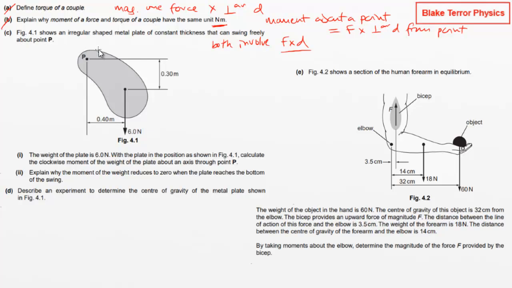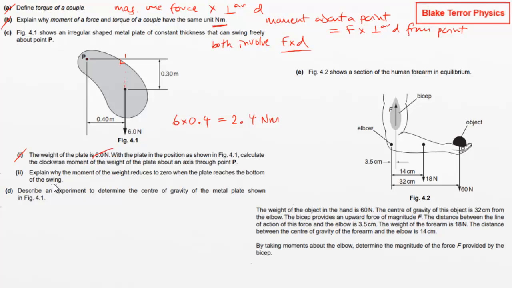Figure 4.1 shows an irregular shaped metal plate of constant thickness that can swing freely about point P. The weight of the plate is 6 newtons, which they've marked on. The plate is in a position as shown in figure 4.1. Calculate the clockwise moment of the plate about an axis through the point P. Once again, we need that through the point P business. So we've got the force multiplied by the perpendicular distance. We take the force back, and there's our perpendicular distance, 0.4. So we want to do 6 times 0.4, which is 2.4 Newton meters.